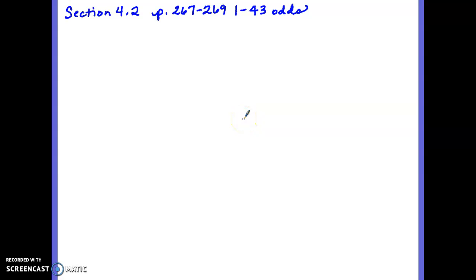Okay, so right now we're going to be talking about section 4.2. And in section 4.2, we're going to be looking at sigma notation. And so I'm going to go ahead and start with a couple problems off of page 267, and we're going to talk about those. So the very first problem that we're going to look at is problem number 2.